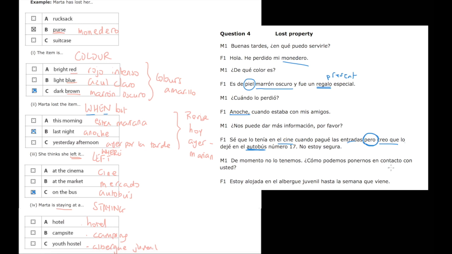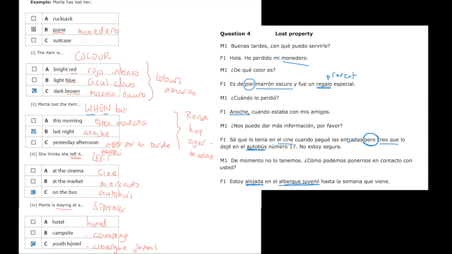¿Cómo podemos ponernos en contacto con usted? How can we get in touch with you? Estoy alojada, remember this word, alojarse, to stay, en el albergue juvenil hasta la semana que viene. El albergue juvenil, the youth hostel.